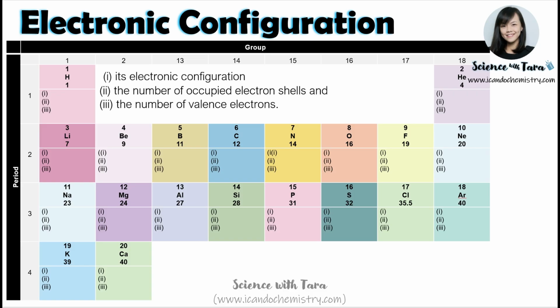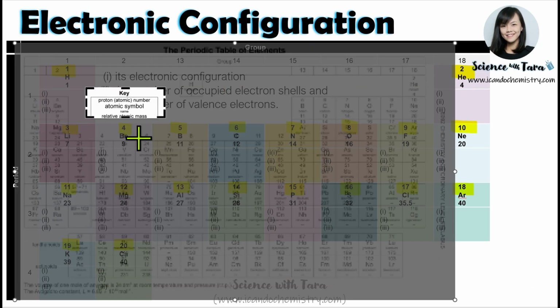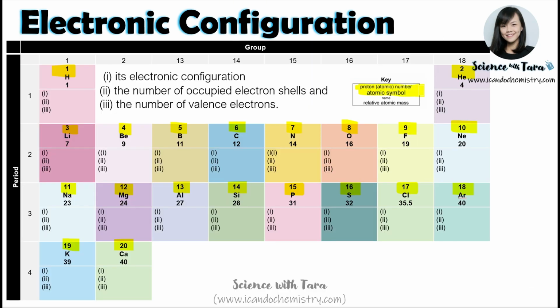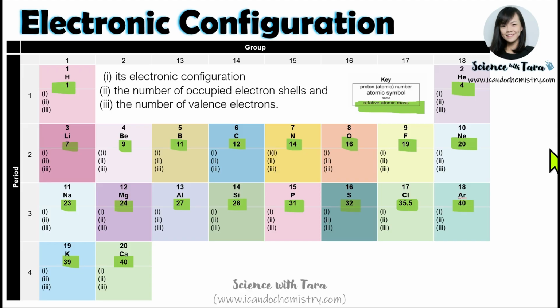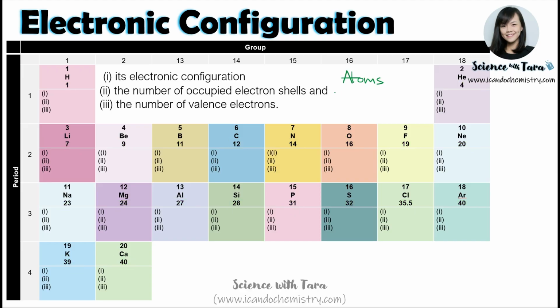The information in this table is extracted from the periodic table. The number on top is the atomic number or proton number. The number at the bottom is the mass number or nucleon number. For each of these atoms, which is electrically neutral, the number of protons and electrons must be the same. Hence, we can determine the number of electrons in each atom just by checking the proton number for each element.